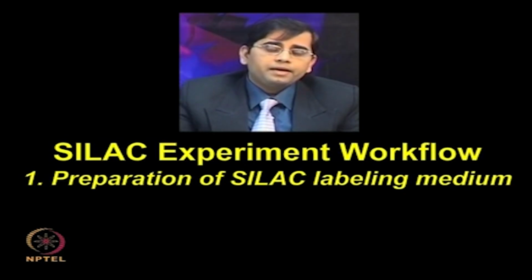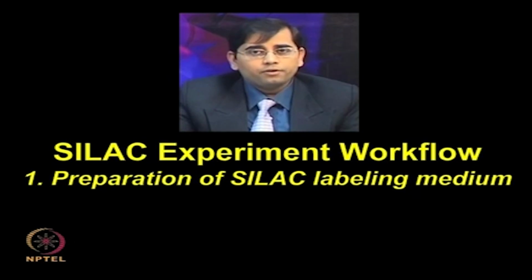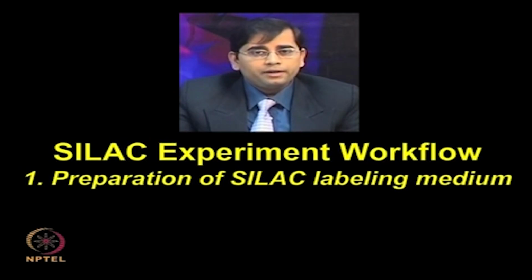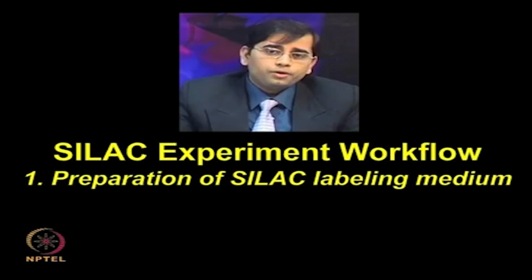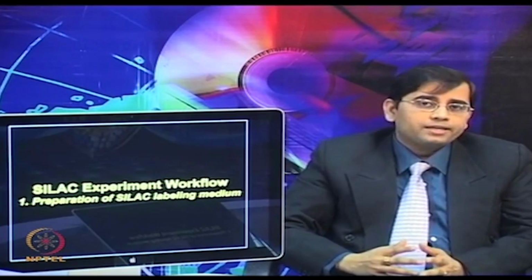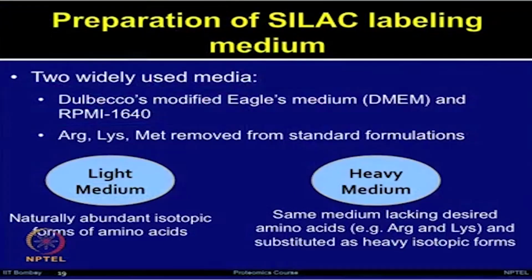So, in SILAC experiment, any defined media with known sources of amino acids can be adapted for labeling. The amino acid for labeling can be left out from a media formulation to ensure that the light and heavy amino acid stocks used in the media preparation are the only available source of amino acids in cells. So, there are two widely used media. One is the Dulbecco's modified Eagle's medium, DMEM and RPMI 1640. The arginine, lysine and methionine are removed from the standard formulations.